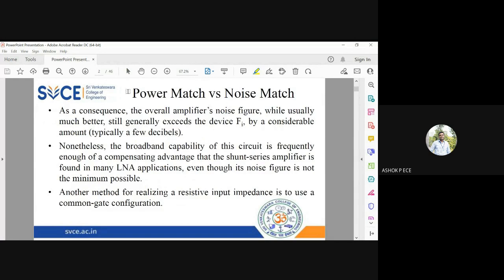So finally, when you compare power match and noise match, it is very difficult to say which one you require and which one you do not require. And the beauty is you cannot match both. Matching power and matching noise is not possible simultaneously.